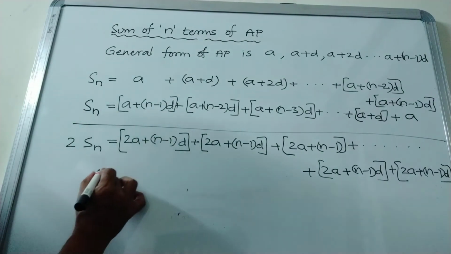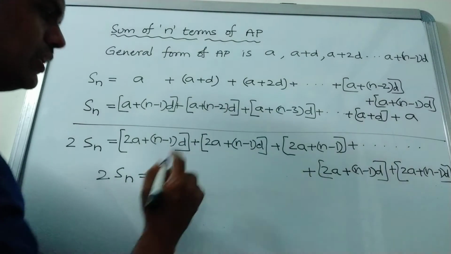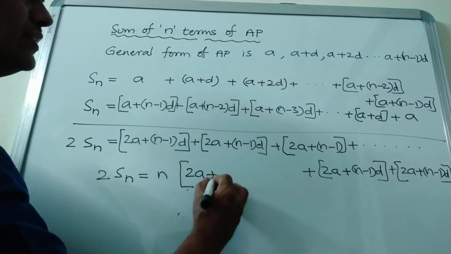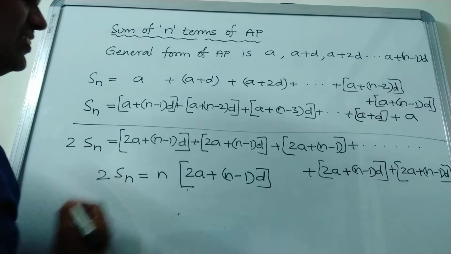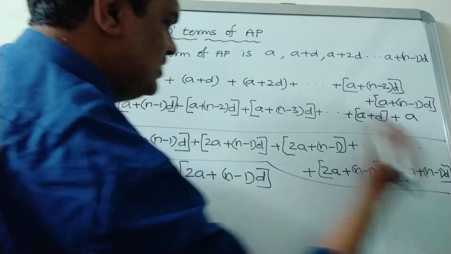Then we can write this as 2Sn is equal to n terms there. Therefore, n into 2a plus (n minus 1) into d. Yes, 2a plus (n minus 1) into d.